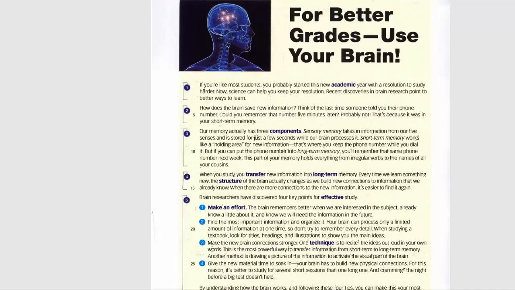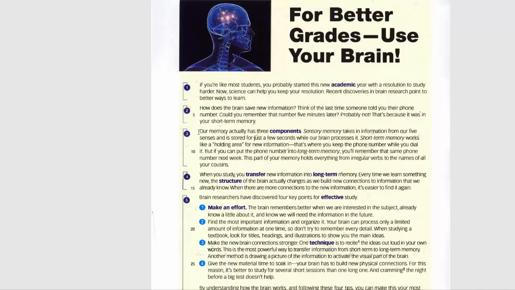If you're like most students, you probably started this new academic year with a resolution to study harder. Now, science can help you keep your resolution. Recent discoveries in brain research point to better ways to learn. How does the brain save new information? Think of the last time someone told you their phone number. Could you remember that number 5 minutes later? Probably not. That's because it was in your short-term memory.